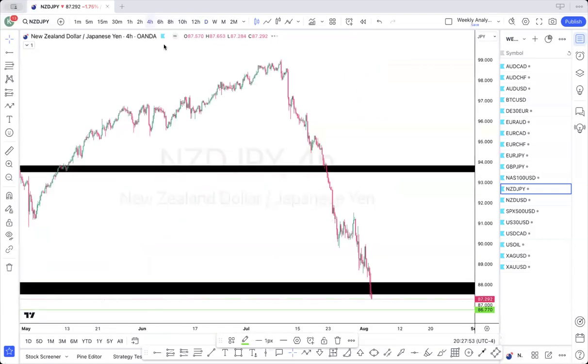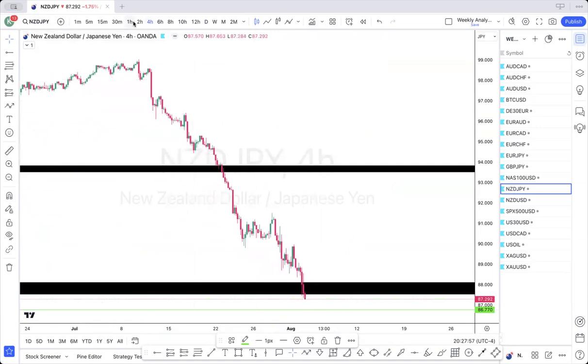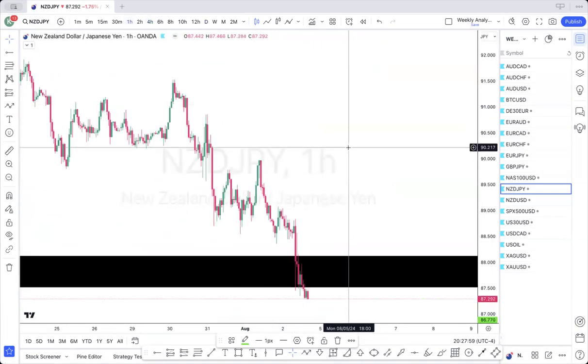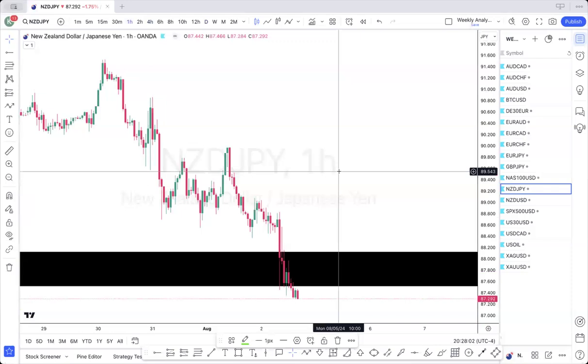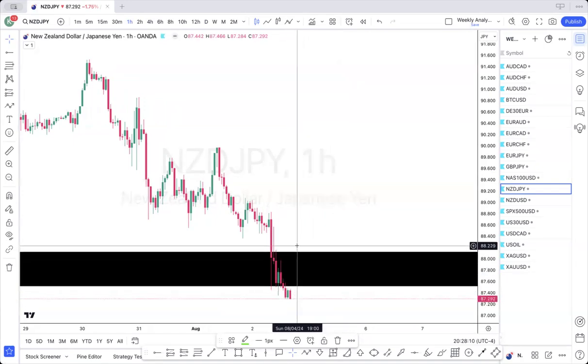So let's look at the 4 hour. 4 hour is looking like a falling knife right now. Based on the 1 hour, I would need to see an impulse. You should have a 1 hour bear shorter block. I would need to see an impulse move.